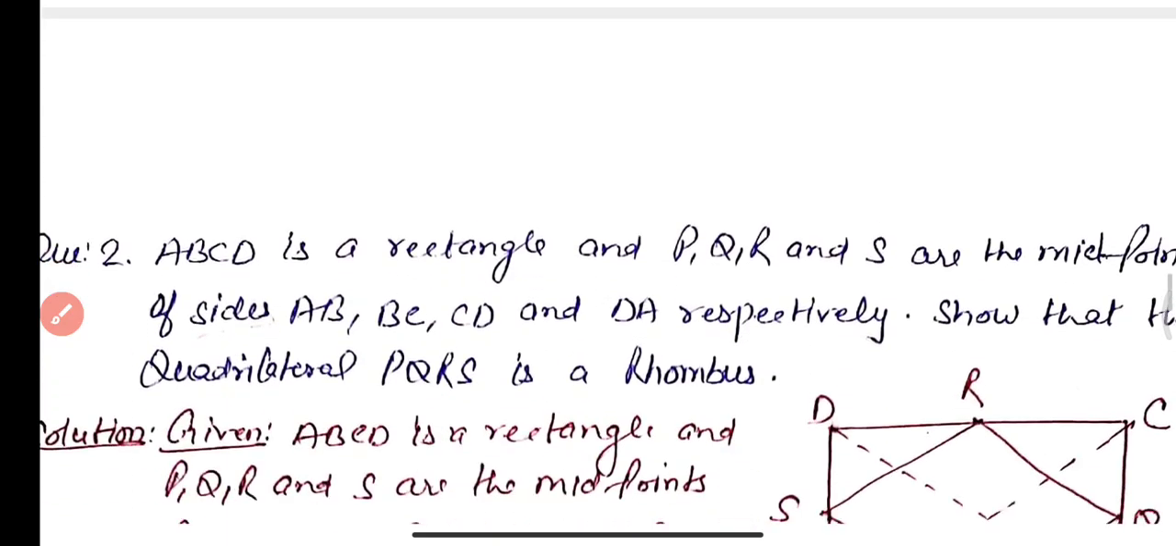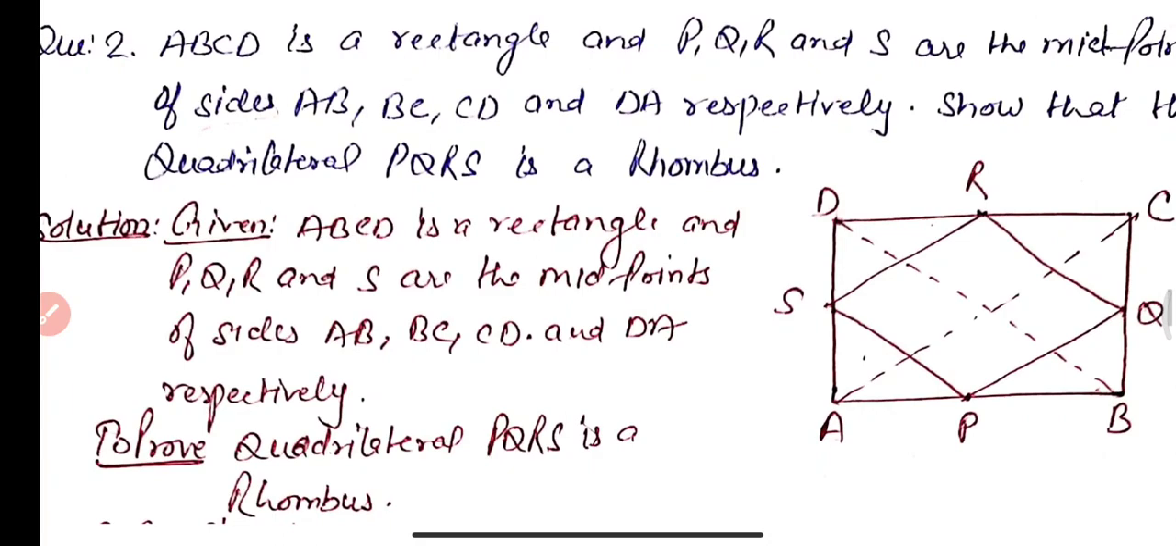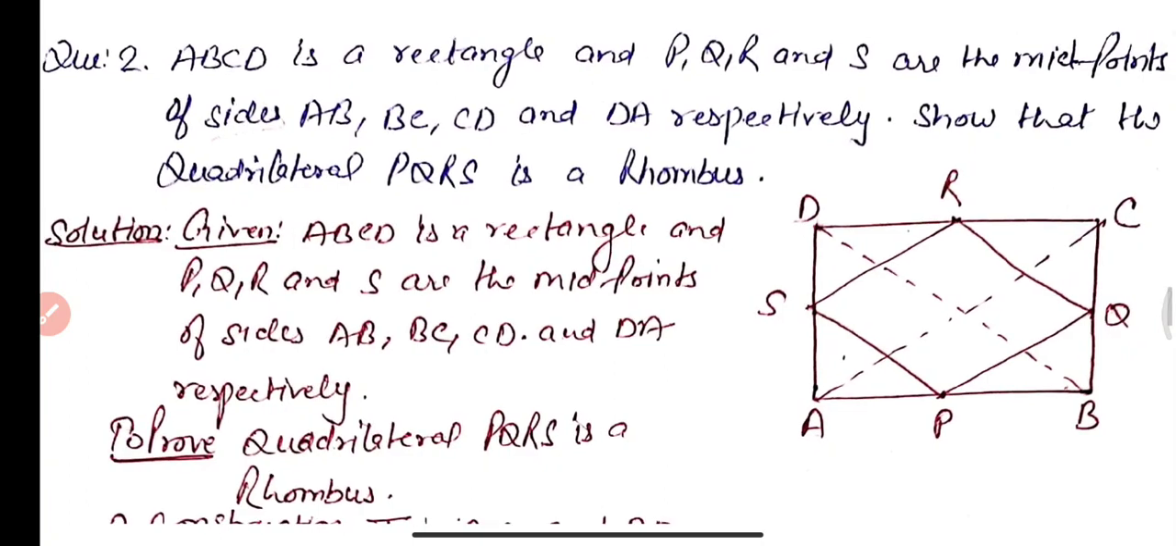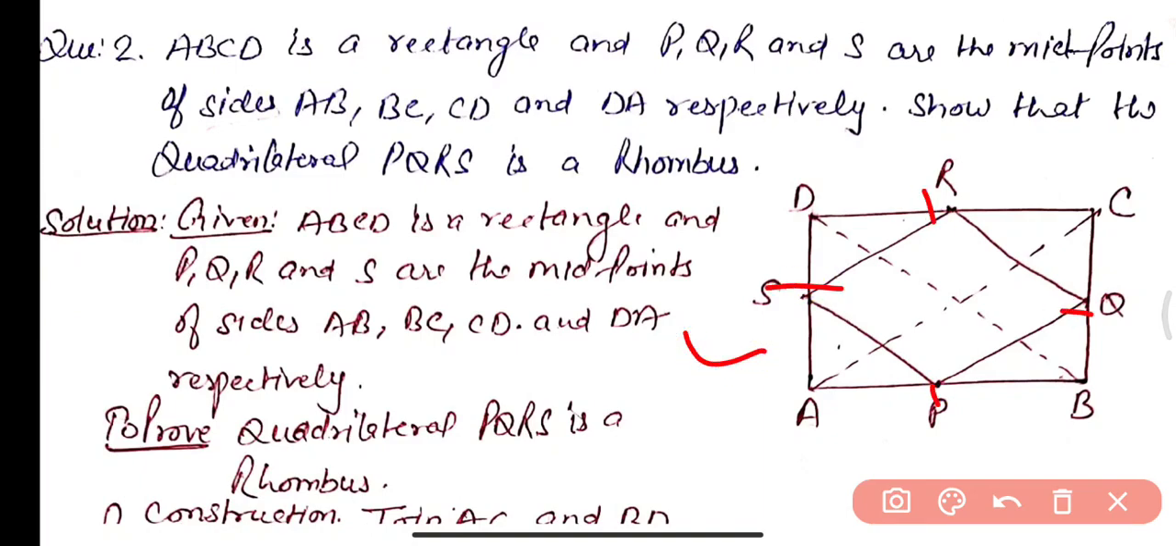So now proceed to question number 2. We are given ABCD as a rectangle, and P, Q, R and S are the midpoints of sides AB, BC, CD and AD respectively. So this is what we are given. Now we need to prove that quadrilateral PQRS is a rhombus.